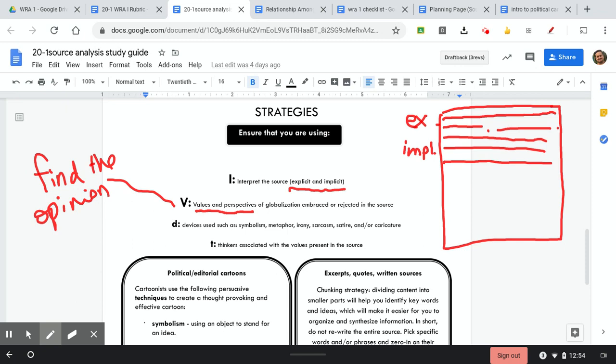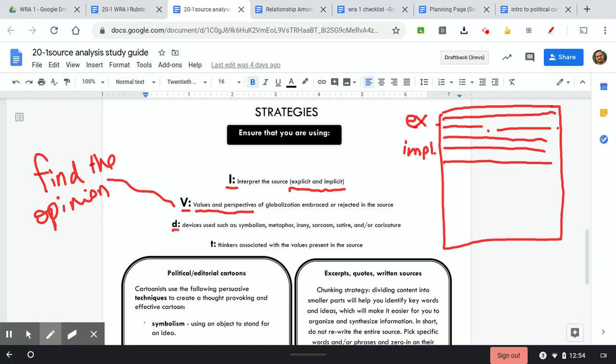If you are identifying their values and perspectives, again, you are helping with that message. So that's I and V. Now we're at D. This is for devices. What sort of tools is the source using to get their point across? Here we're looking for things like symbolism, metaphors, irony, sarcasm, satire, and or caricature.